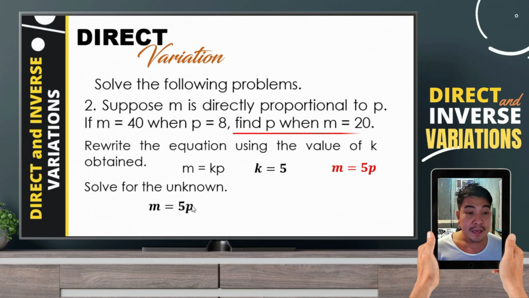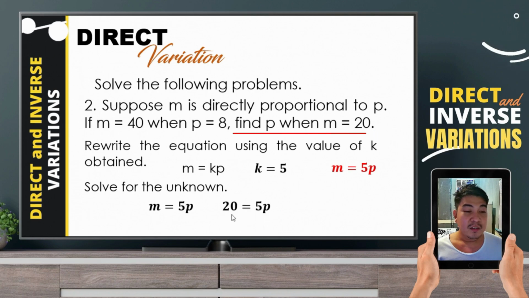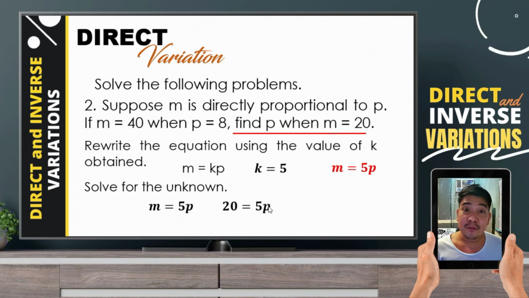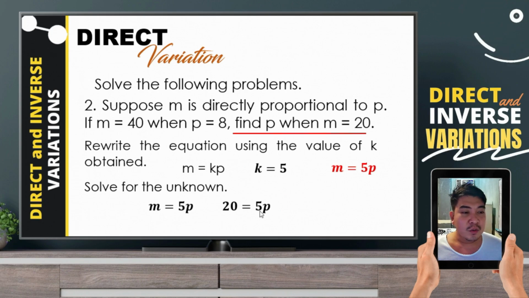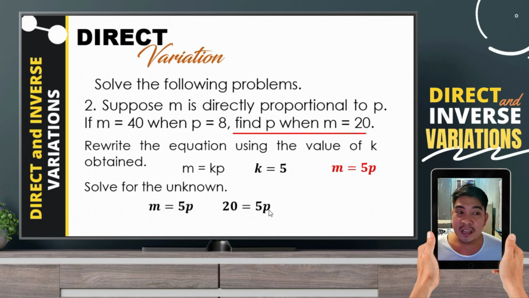M is equal to 5p. We need to find p when m is 20. So substitute, m is 20. So that will be 20 is equal to 5p. So kung mapapansin nyo, kanina, ang pinag-substitute natin ay katabi agad ng constant.